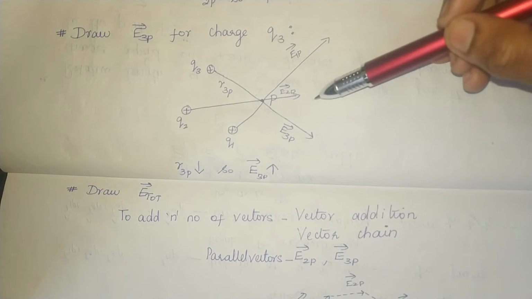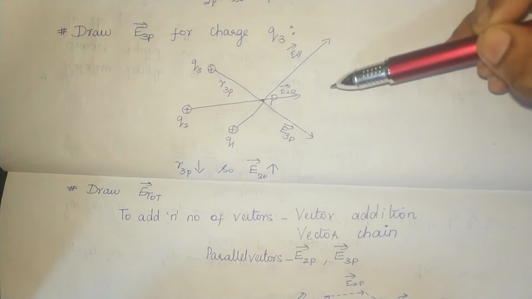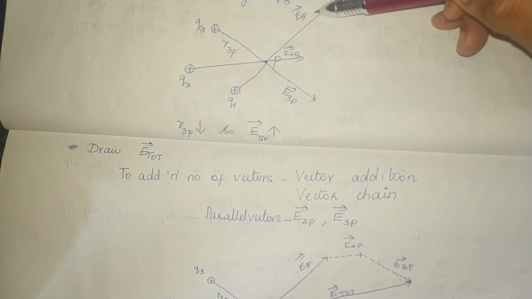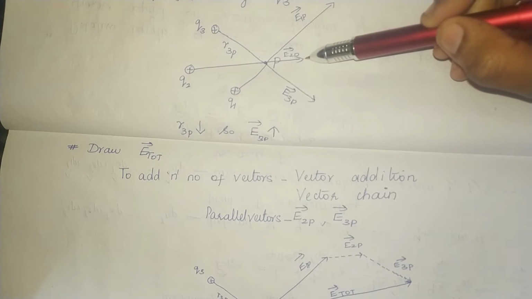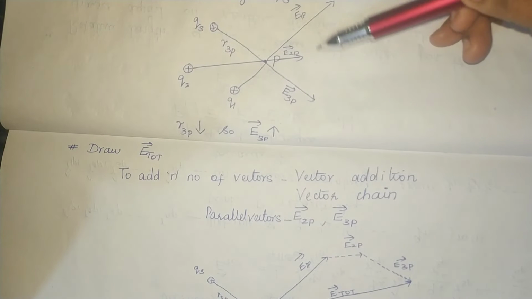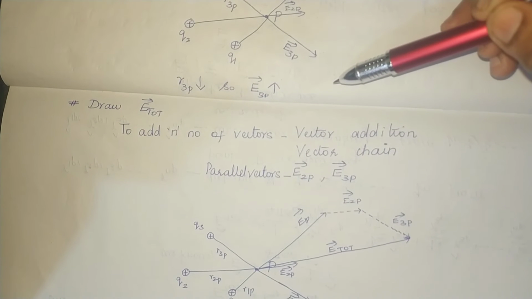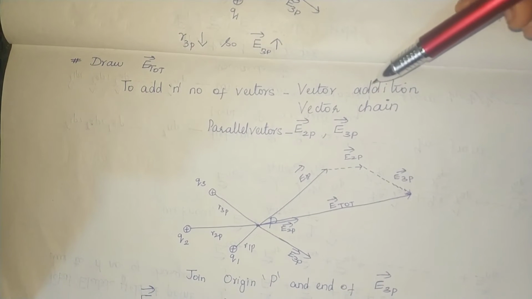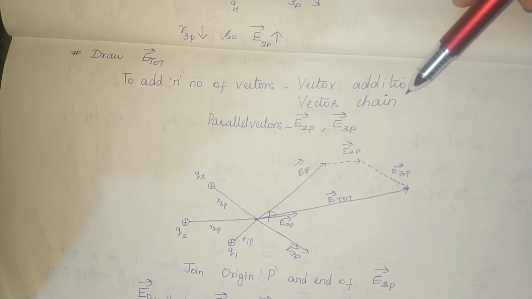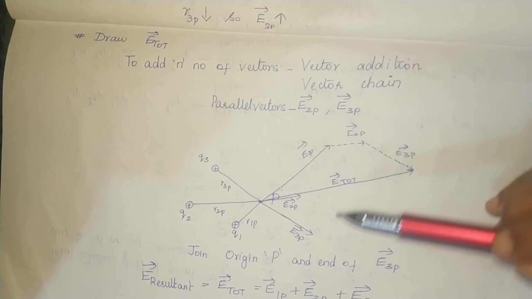Now for this picture we have to draw the E total vector. Here there is a point P and there are three vectors, E1P, E2P and E3P. We have to add all these three vectors. We are going to use vector addition to add n number of vectors. We have to form a vector chain.